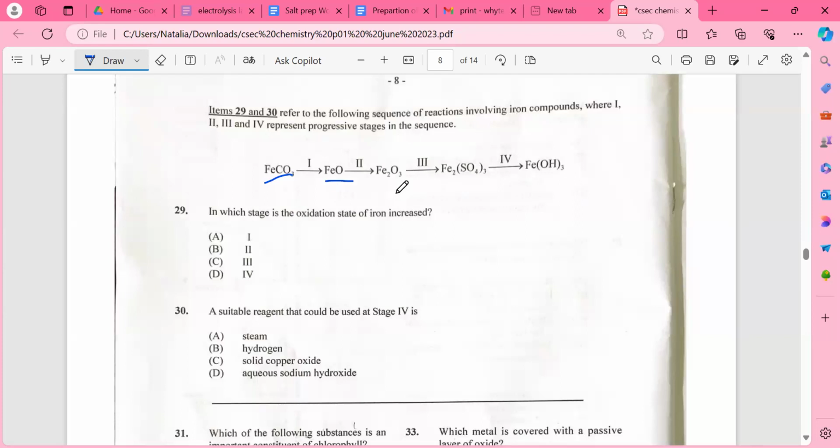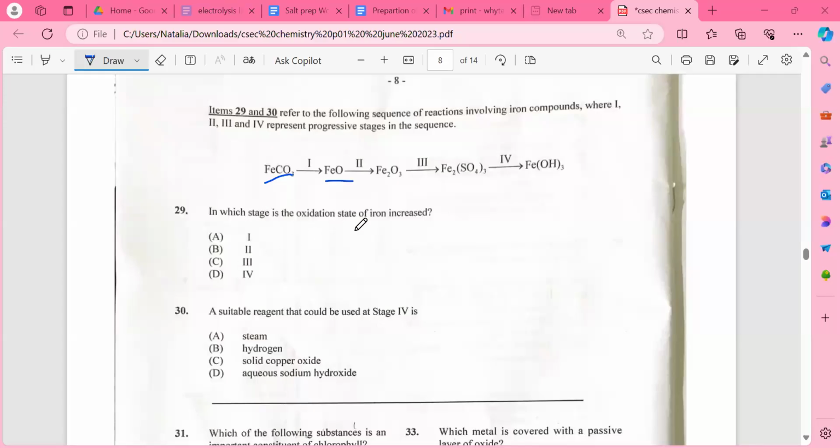So that means that this iron(III) oxide reacts with sulfuric acid to form iron(III) sulfate, and then we are forming iron(III) hydroxide. So we would have to react that with sodium hydroxide. In which stage does the oxidation state of iron increase? So it's increased in stage 2. The suitable reagent used at stage 4 is sodium hydroxide.